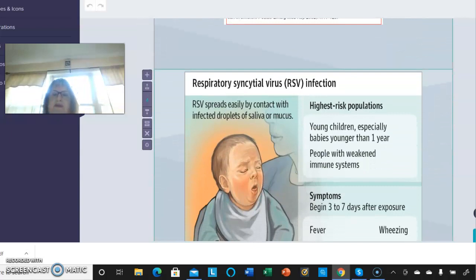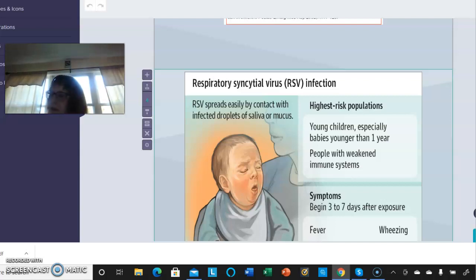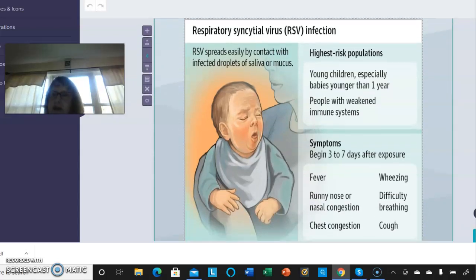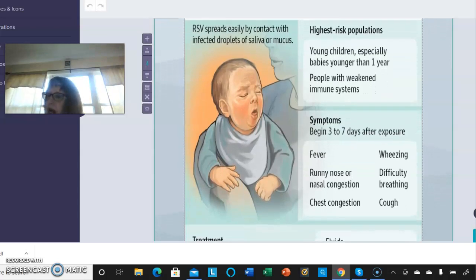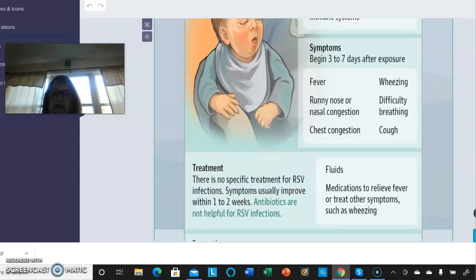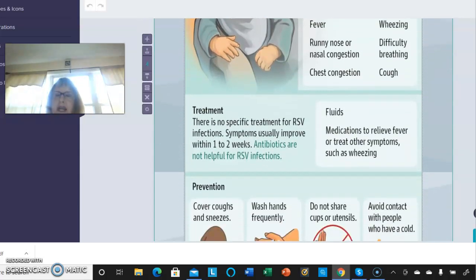The next virus infection we're going to talk about is respiratory syncytial virus. Respiratory syncytial virus causes mild cold-like symptoms in older children and can cause serious problems in young babies, including pneumonia. Respiratory syncytial virus is caused by a virus. The symptoms are fever, stuffy nose, cough, trouble breathing, decreased interest in their surroundings, listlessness, irritability, poor appetite, and apnea. RSV may require O2. The child is usually not given antibiotics because it is a virus, and symptoms usually improve within 1 to 2 weeks.